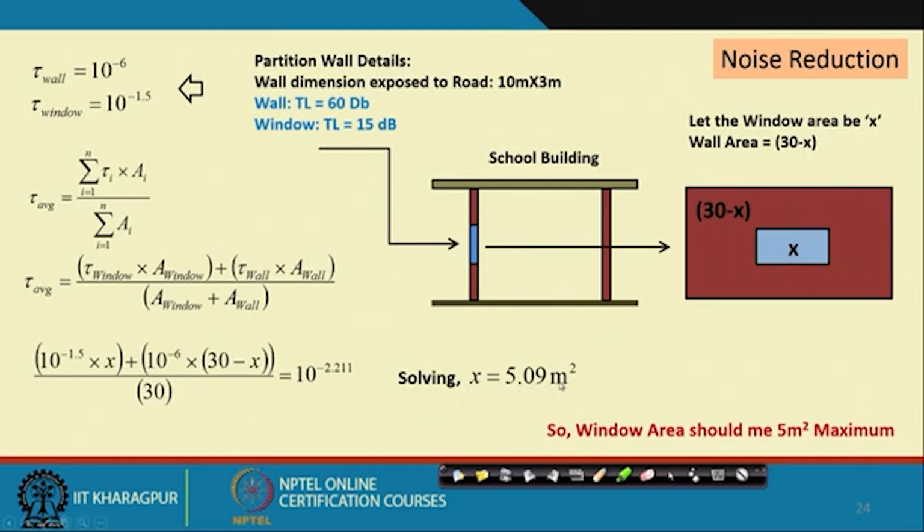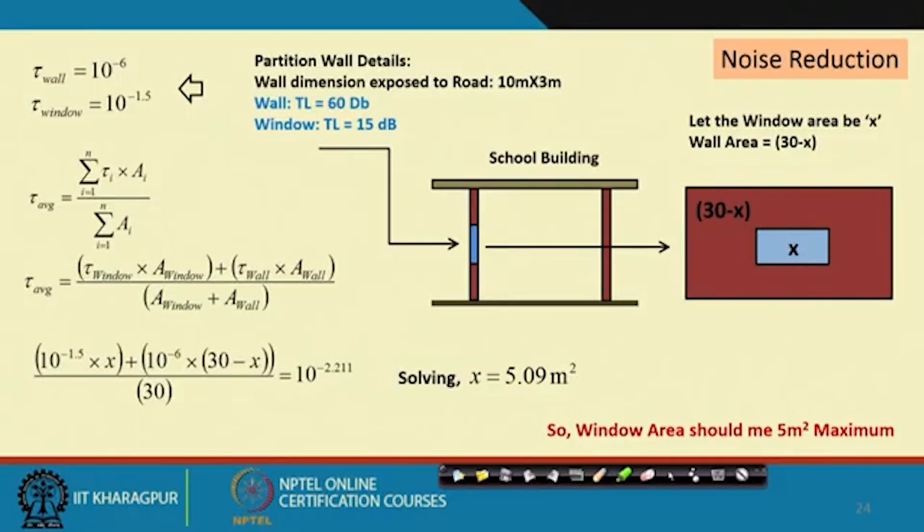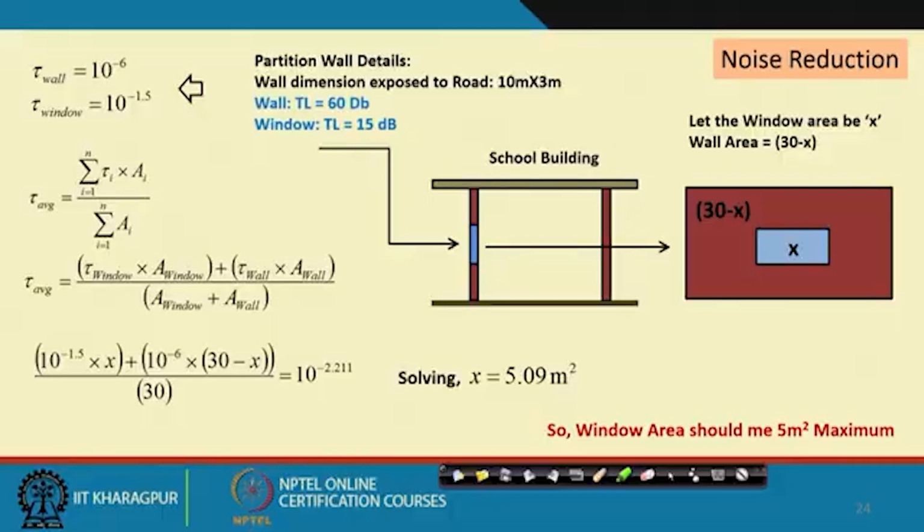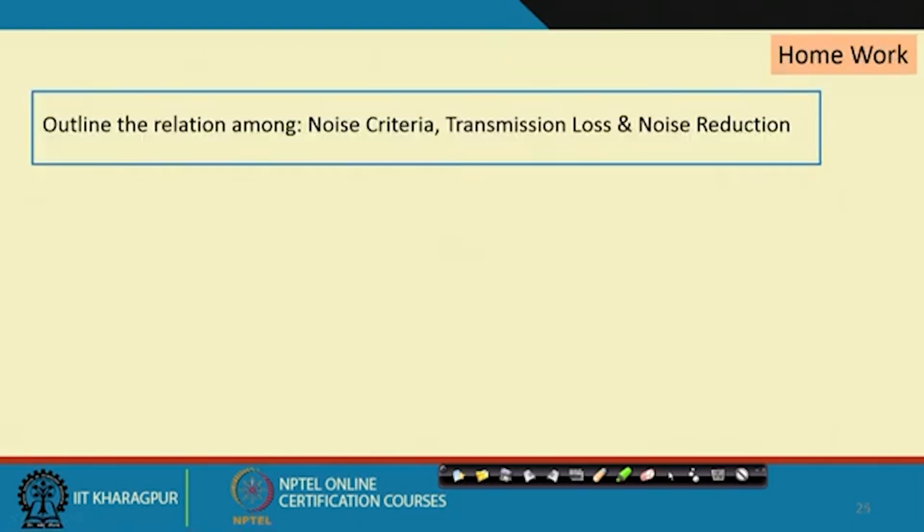So, finally, I decided that the window area should be maximum 5 meter square. If you go for more than 5 meter square, your TL value is reduced, and by virtue of the reduction in the TL value, your school building would have more than 45 dB of sound exposure, which is not satisfying the criteria as per the noise criteria curve. So, that is the end of it, and we have some homework for you.